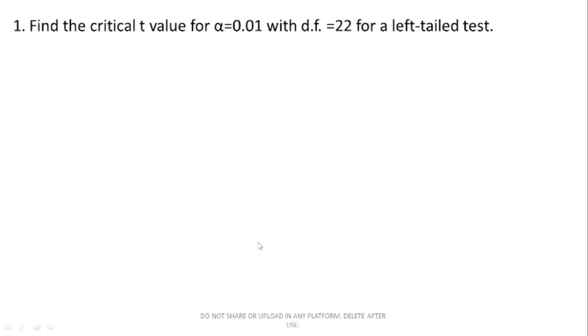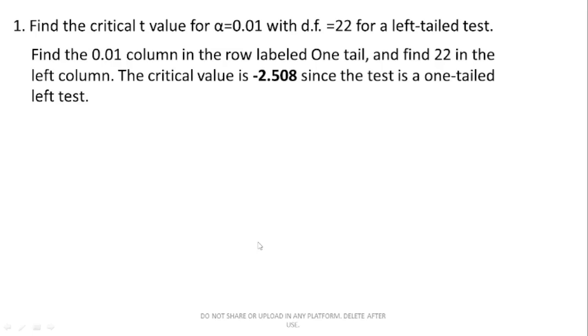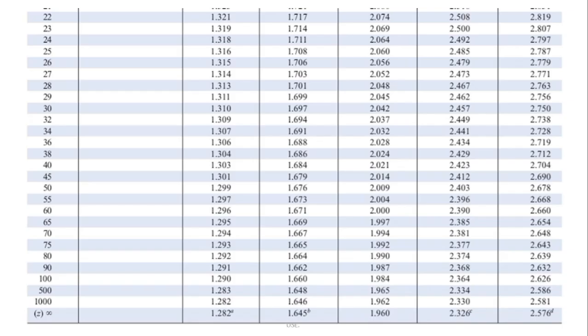Next, find the critical t-value for alpha equal to 0.01 with degrees of freedom of 22 for a left-tailed test. Here, find the 0.01 column in the row labeled one tail and find 22 in the left column. The critical value would be negative 2.508. Let's check if it is 2.508.